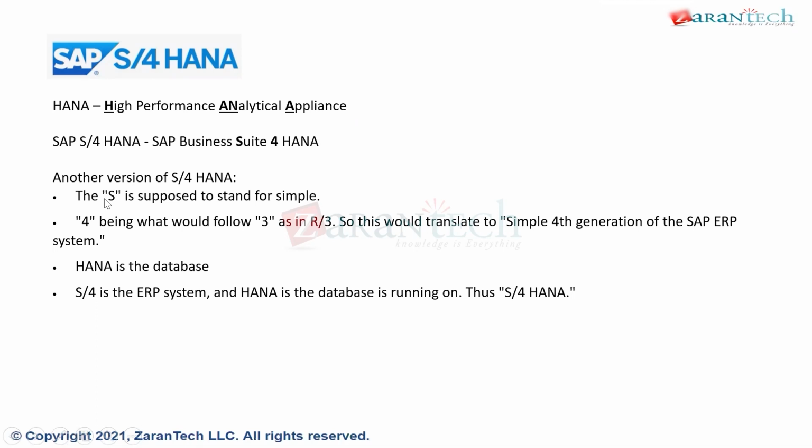So S stands for simple and 4 stands for fourth generation. This is the major fourth generation technology in the SAP family. It started with R1, R2 and R3, and then HANA is the fourth generation. To represent that fourth generation symbolically, SAP also tried to mimic their previous version, R3. In R3, R stands for real time, and 3 stands for 3-tier architecture. Some similar kind of version they wanted to bring, so that's why they named it S4 HANA. S stands for simple because S4 HANA brings a lot of simplifications, also called innovations. HANA is a database, and if we put these two together, it becomes S4 HANA. So that is the abbreviation of S4 HANA.